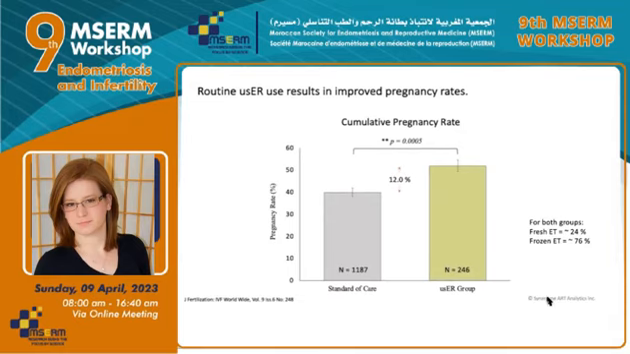So if we look at the pregnancy rates for this patient population in aggregate, meaning fresh and frozen cycles on a per transfer basis, what we saw was a 12% higher pregnancy rate in the user group compared to the standard of care. And it's important to note that both the standard of care group and the user group had the same proportion of fresh embryo transfers and frozen embryo transfers, with about 3/4 being frozen embryo transfers and the remaining 1/4 being fresh.